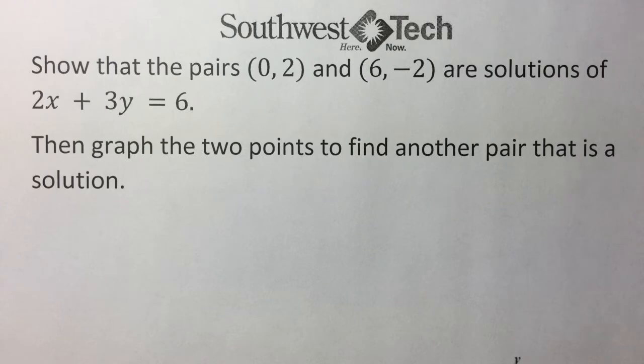Show that the pairs (0, 2) and (6, -2) are solutions of 2x + 3y = 6. To show that a pair is a solution, we substitute, replacing x with the first coordinate and y with the second coordinate in each pair.